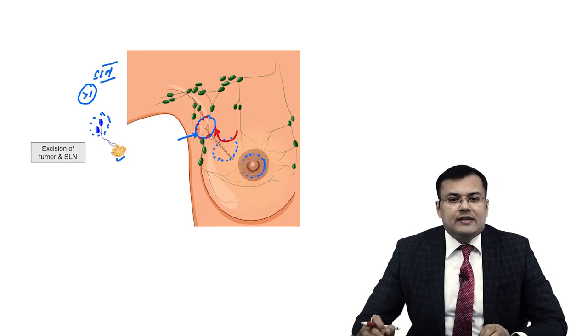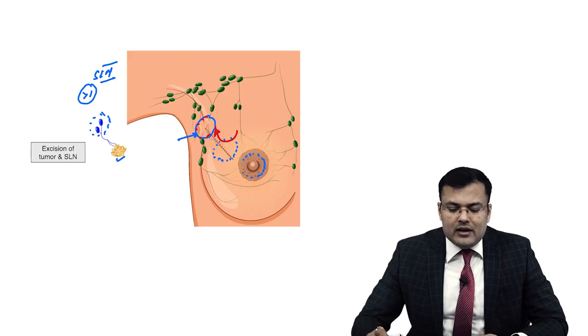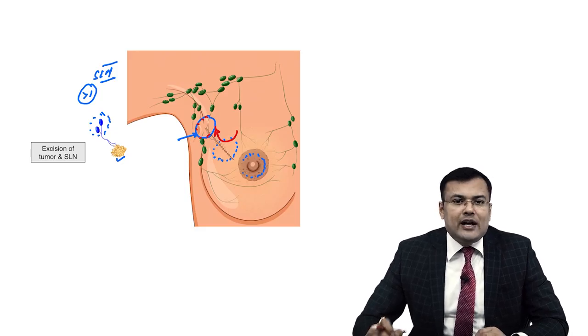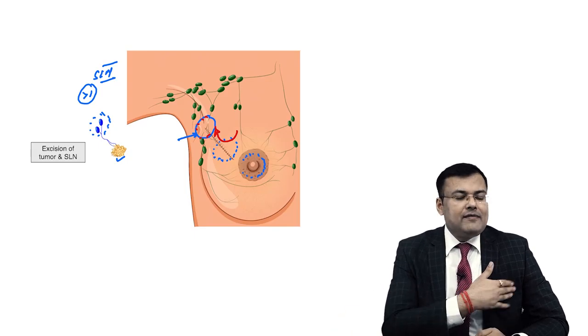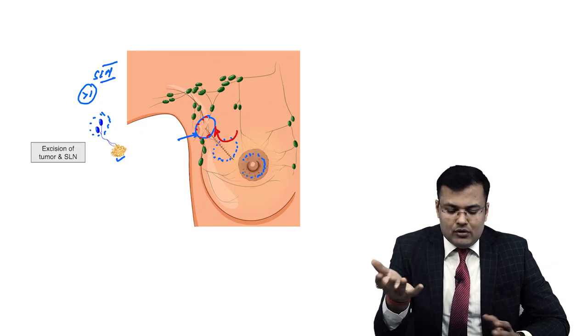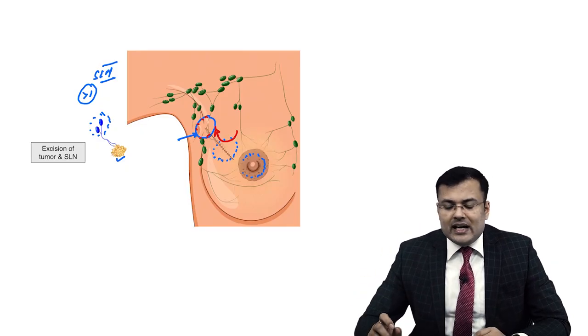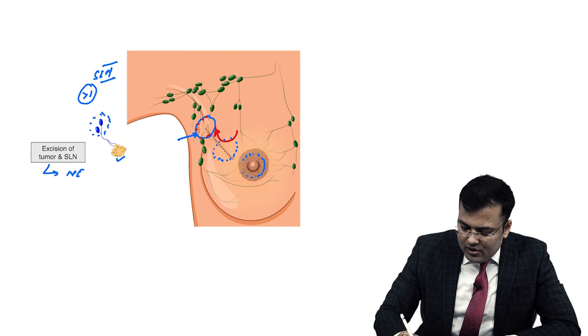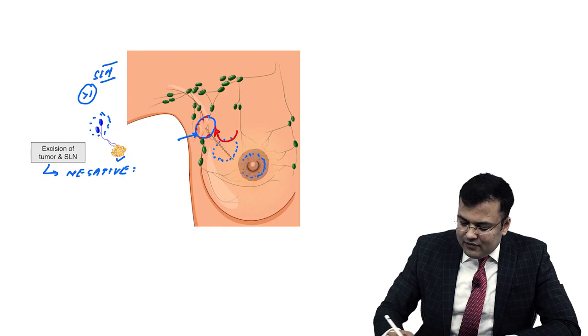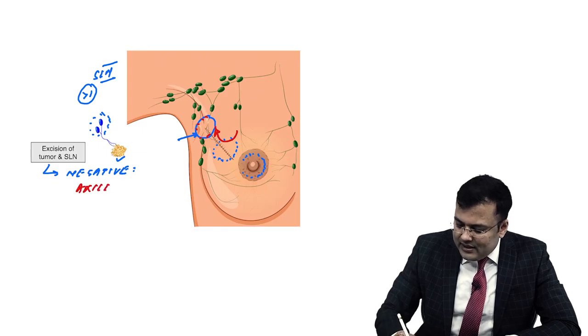Usually the number of sentinel lymph nodes is more than one. So this is sentinel lymph node biopsy. What is the advantage of sentinel lymph node biopsy? Imagine if there is no involvement of the lymph node, if it's negative, then axillary lymph node dissection can be prevented. It can be prevented. Clear?